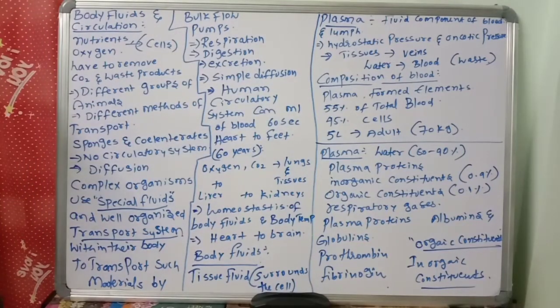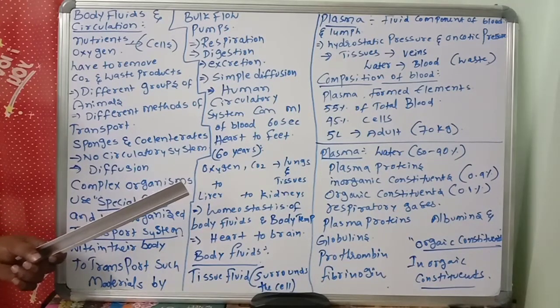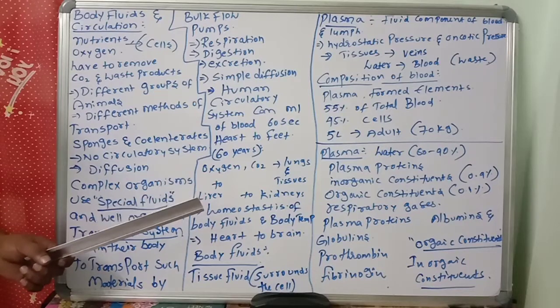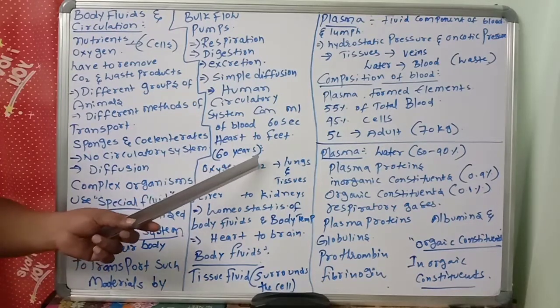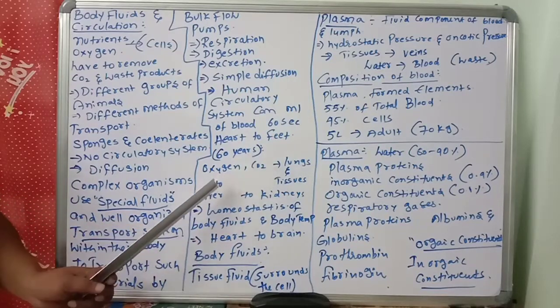So pumps, or bulk flow pumps, are very useful for the transportation of materials within our body. Very important, listen: oxygen and carbon dioxide are exchanged in the lungs and tissues. So oxygen and carbon dioxide are exchanged from lungs to tissues and tissues to lungs through the circulatory system.